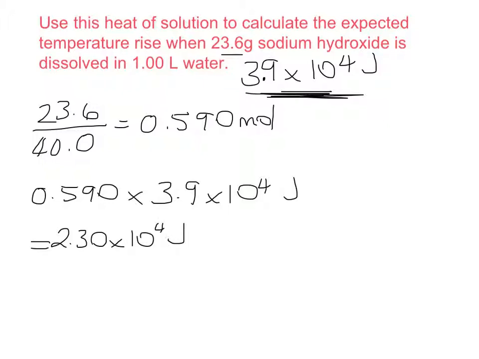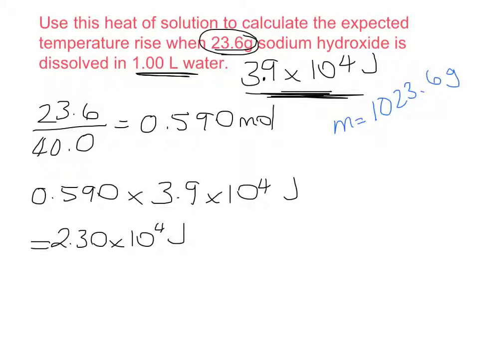Okay, so we want to see how much we are actually heating up here. Now, we have 1 litre of solution, but remember we have added 23.6 grams. So we're actually going to have a total mass of 1023.6 grams. So we need to calculate the temperature rise now. That's essentially what we need to calculate.